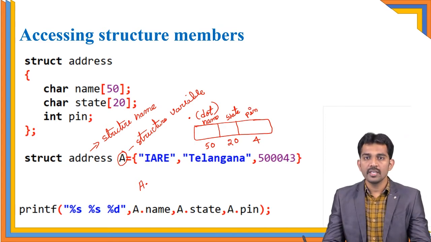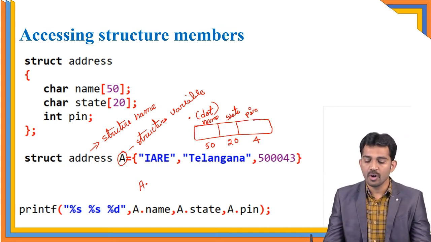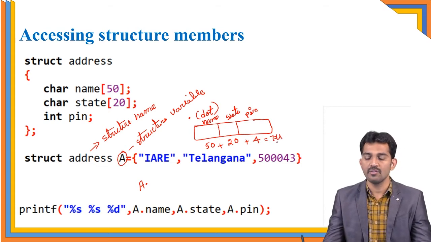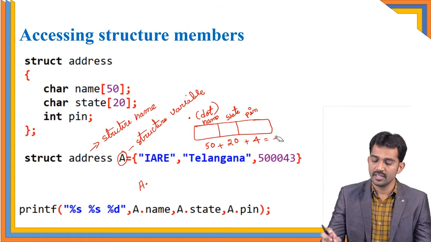Right? So what is the size of the structure? If you observe the size of the structure, what is the total size? 50 plus 20 plus 4. Totally, it costs 74. Size of the structure is 74. Right? 74.